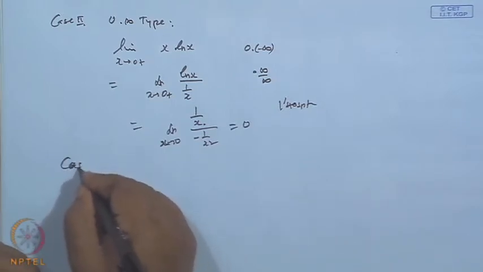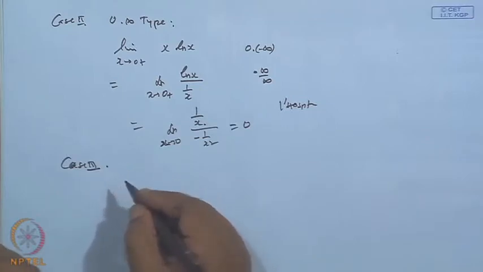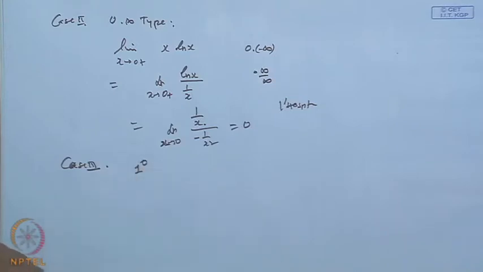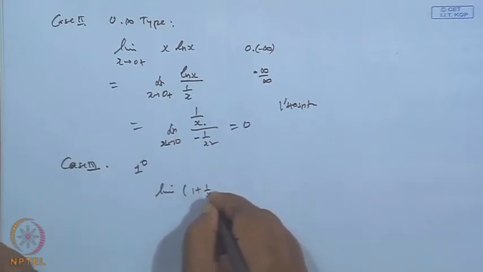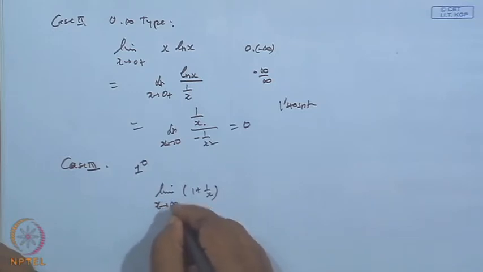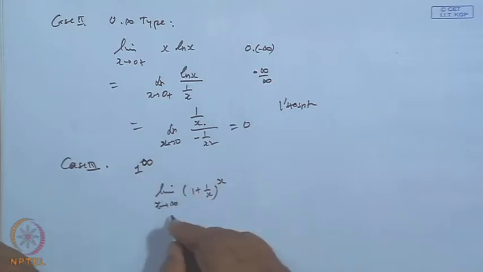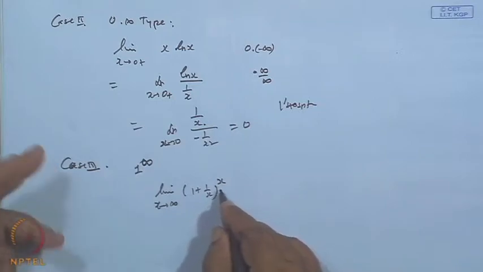Third case, when it is of the form 1 to the power infinity. For example, suppose I take the limit of 1 plus 1 by x, the whole power x, as x tends to infinity. So, it is 1 to the power infinity. When x tends to infinity, this is 1, this is infinity.